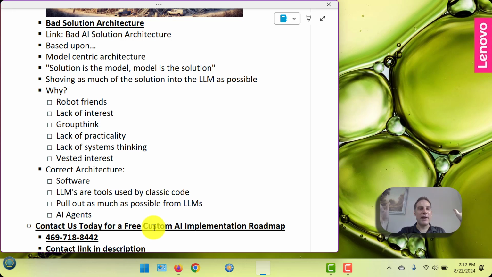I know it's boring and it's not as interesting, but it is so much more practical, where within the software, you use LLMs as tools to solve key problems that you couldn't solve or that were very challenging to solve without LLMs. And at each step, you want to pull as much of the solution out of the LLM as you can, and only use the LLM for the part that you absolutely need it for, instead of putting as much as you can into it.